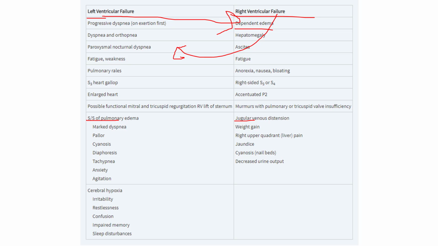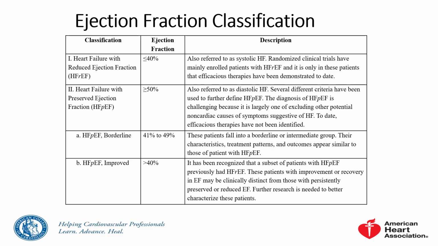Okay. Now, another classification. We talked about sides, we talked about types. A more common definition that we see utilized now is by ejection fraction classification. So in this, again, remembering normal ejection fraction is between 55 to 75%, right? That's normal. We don't pump everything out at every single beat. There's always some remaining, but it's about 55 to 75% ejection fraction.